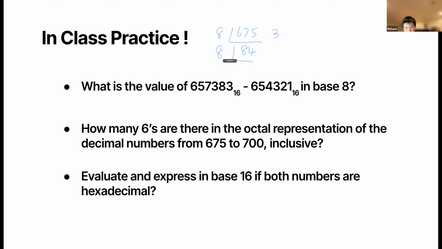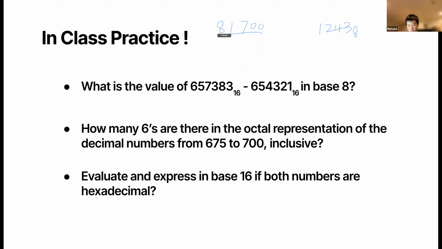So let's keep going. 84 divided by 8 is 10 with a remainder of 4. And then 10 divided by 8 is 1 with a remainder of 2. So going in reverse, 675 in base 10 is the same thing as 1243 in base 8. Okay, so now we know what 675 is. Let's do the same thing with 700.